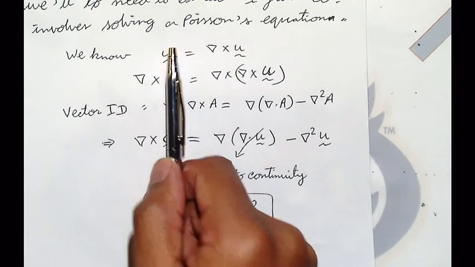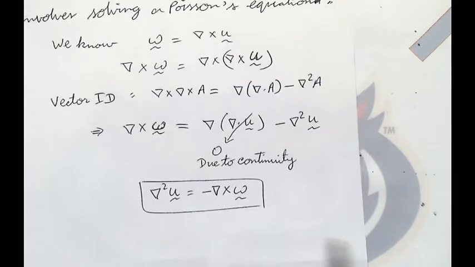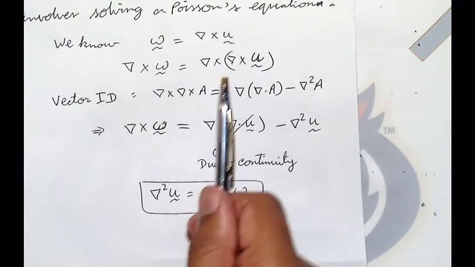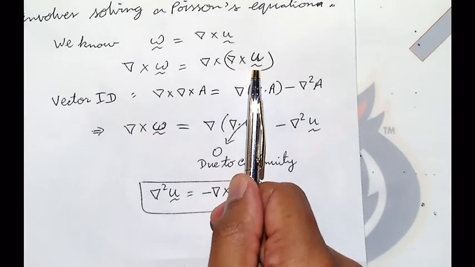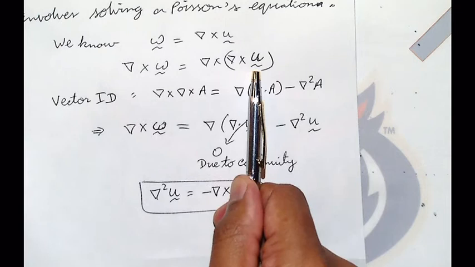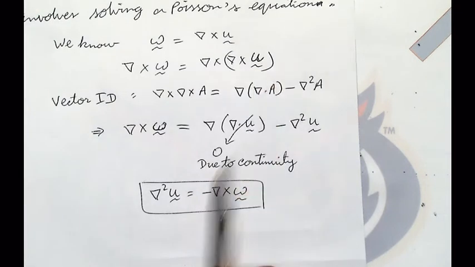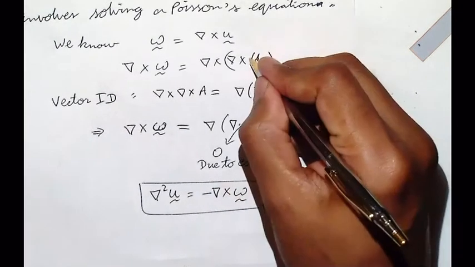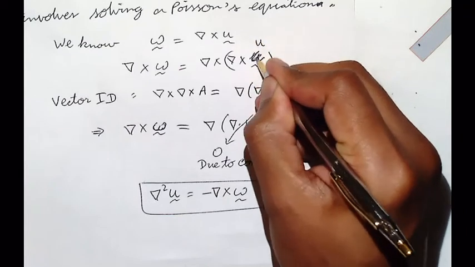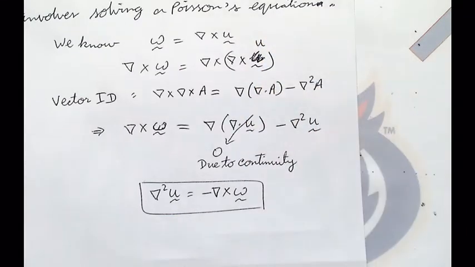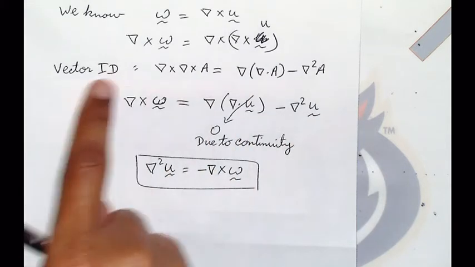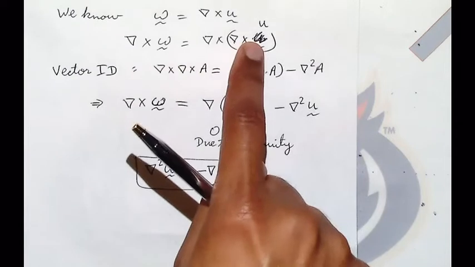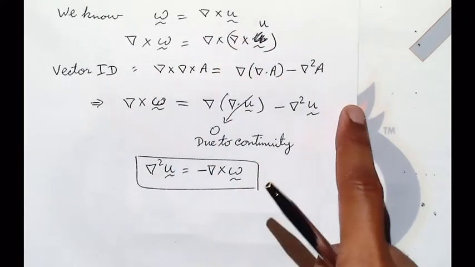But from the vector identity, the next line, you replace a with omega, right? No, it's u. This is u. Oh, this is u. I'm sorry. Make sense now? And the next line is u after the vector identity. So we use the vector identity to expand this, which becomes this.